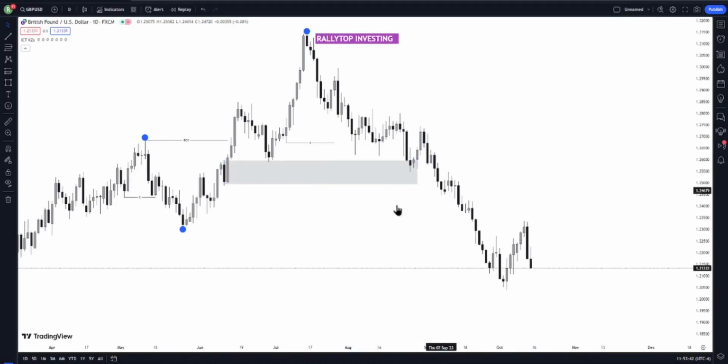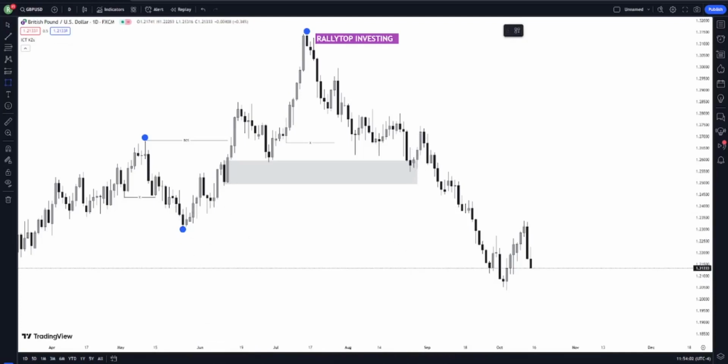When it failed, now, where is your extreme OB here? Your extreme OB is this one here, guys. This is your extreme. Everything is mitigated here, okay? So, price reacted and came down.